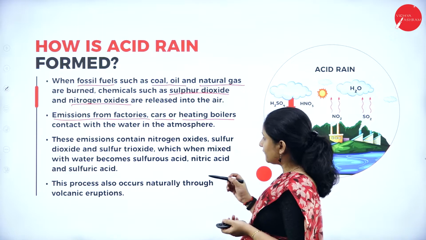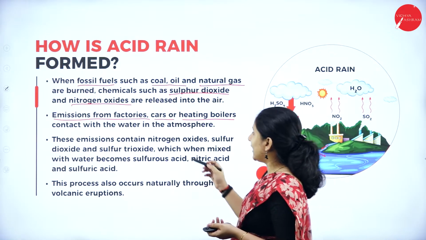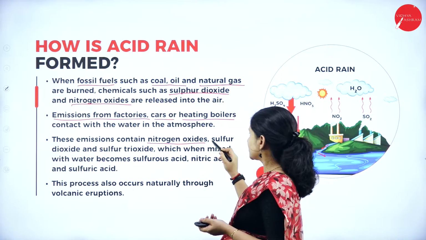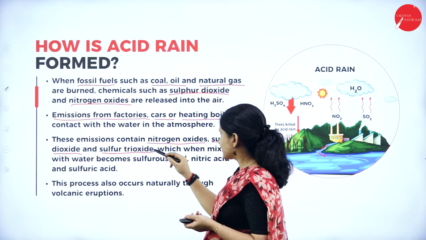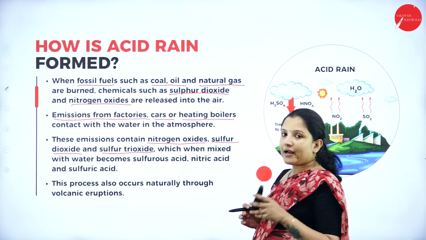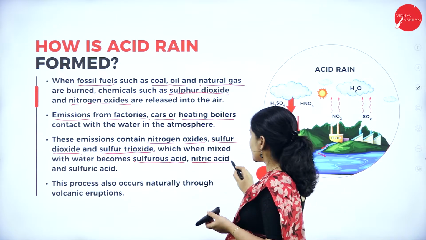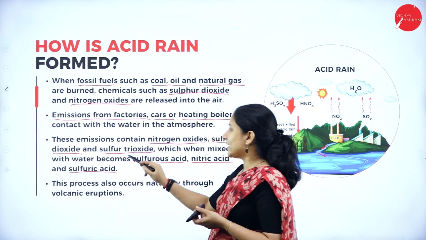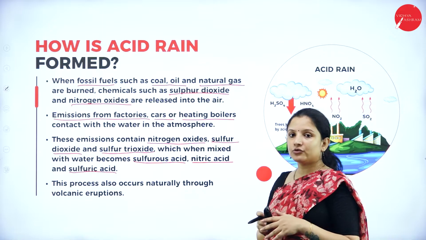And the emissions given out from the factories contain nitrogen oxides, sulfur dioxide, and sulfur trioxide, which mix with the atmospheric water and get converted into sulfurous acid, nitric acid and sulfuric acid. So these come down whenever it rains, to the earth in the form of acid rain.